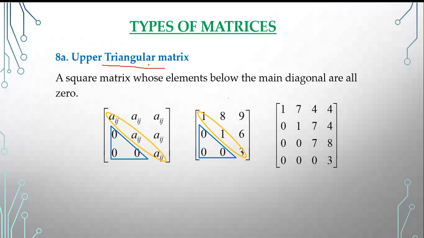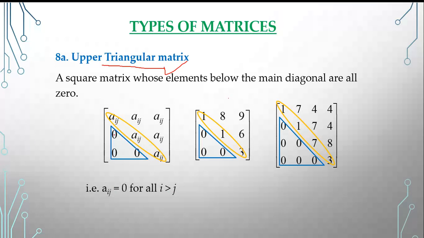Clear? Similarly, if we have a 4 by 4 matrix, for these types of matrix, it should be a square matrix, because a diagonal exists only in a square matrix. So this is our main diagonal, and we can see that below the main diagonal elements all are zero. So this type of matrix is called the upper triangular matrix. Clear? So we can say that for all i greater than j, aij equal to 0.